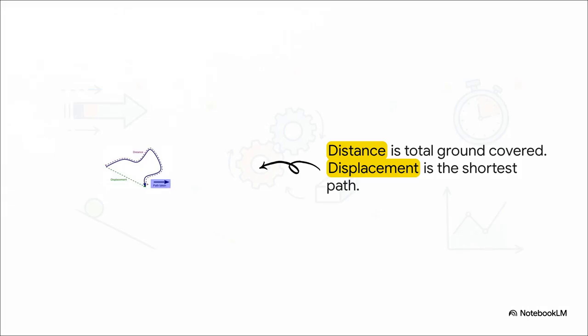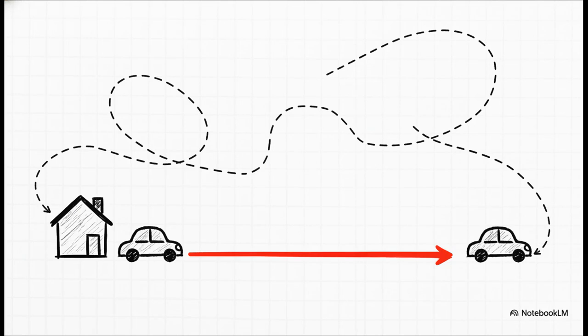To really visualize this difference, think about the actual path you take to get somewhere. Distance is that winding, messy path you actually traveled. It's a scalar, meaning it just endlessly adds up the ground you cover, regardless of which way you're facing. But displacement? That's a vector. It's literally just the shortest straight-line distance from your start straight to your finish, pointing directly from point A to point B. Let's actually put this into practice with a quick example.